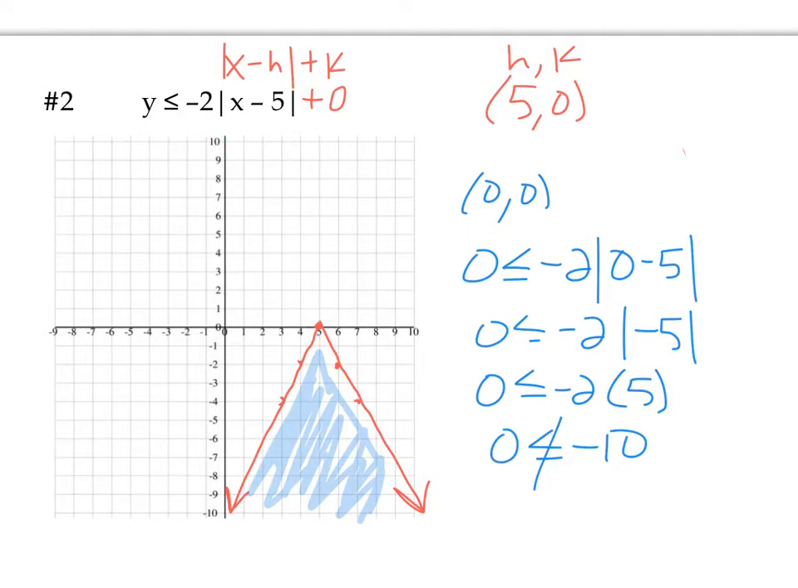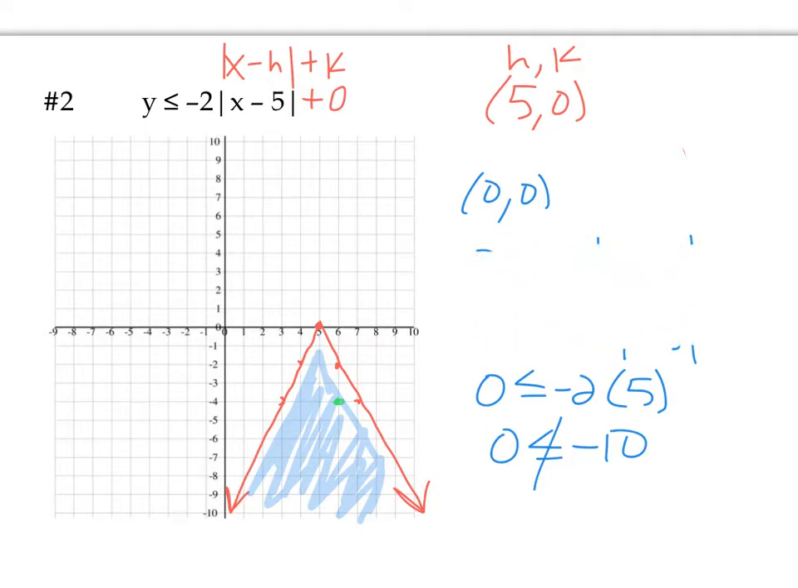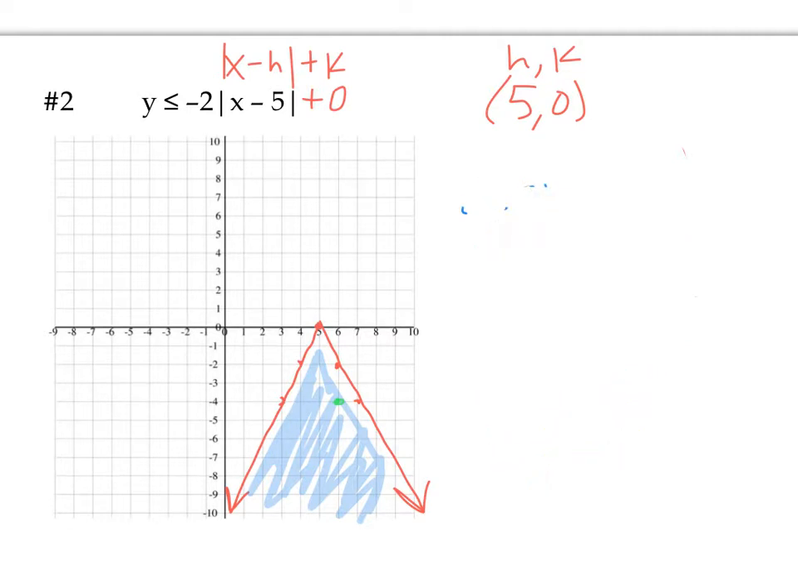And again, let's pick a point that's inside there and actually check it now. So I'm going to say let's pick the point right here. Okay, so I just put a kind of a green dot there at 6, -4. So let's check out the point 6, -4. Okay, so we'll erase what we have here, and we're going to check 6, -4. And again, any point in that blue shaded portion should work.